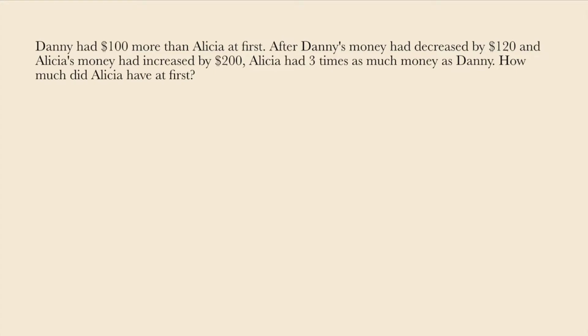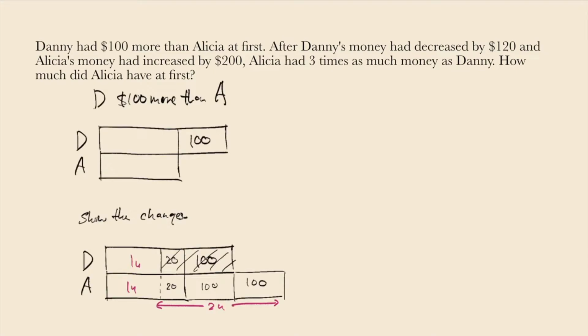Now this question is going to be slightly different from the others. We're going to show D having $100 more than A at first. Now D's money decreased by 120. Now that means this $100 is going away, and not just that, it's going to decrease by another 20 to show a decrease of 120 in total.